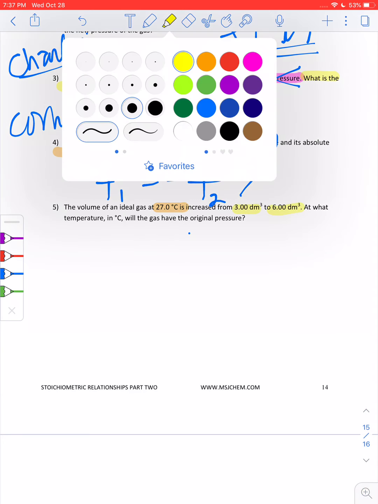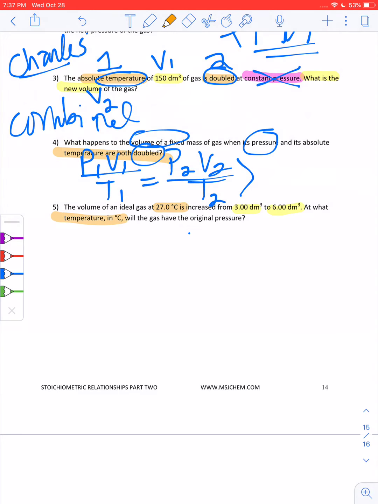Okay, so on this one, we are going to be solving for a temperature, okay? And so if it has the original pressure, that means the pressure is staying constant, okay? And so that means pressure is not needed for the equation. And so this is only going to be volumes and temperatures, which is Charles's law again. And so what I need to do is look at these volumes. What's happening to the volume? Well, it went from 3 to 6, so the volume doubled.